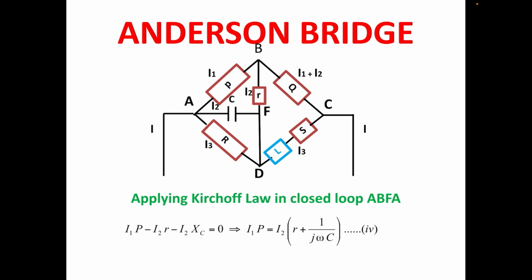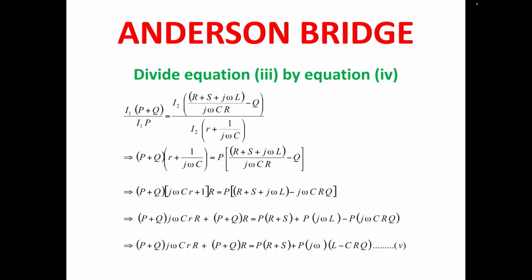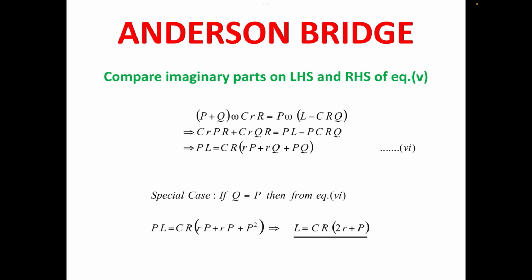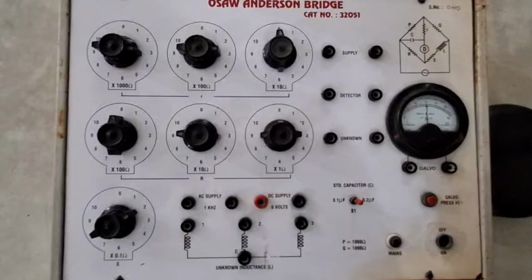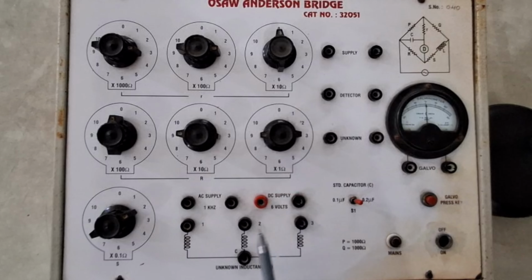Apply Kirchhoff law in closed loop ABFA and obtain equation number 4. Divide equation number 3 by equation number 4 and obtain equation number 5. Compare imaginary parts on left hand side and right hand side of equation number 5 and obtain equation number 6. If resistances P and Q are of equal value, then from equation number 6, expression for self-inductance L can be obtained. Let me introduce the apparatus to be used in this experiment.